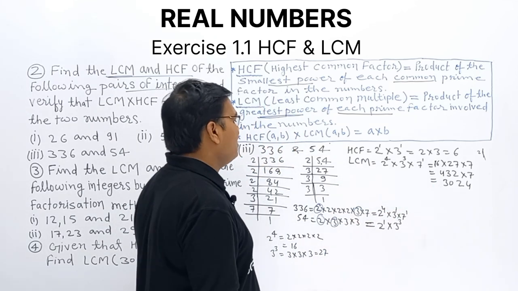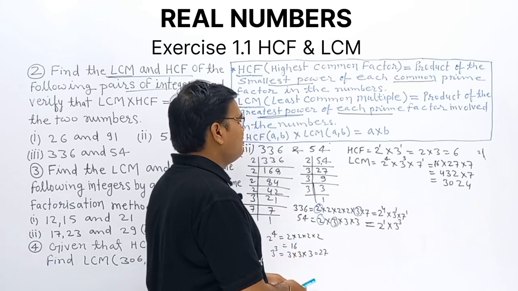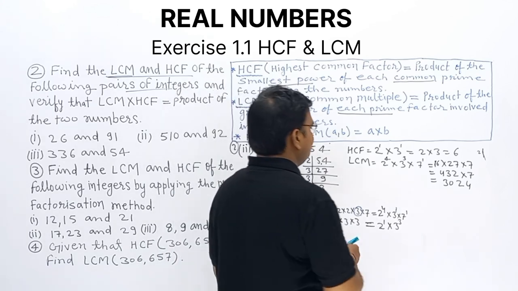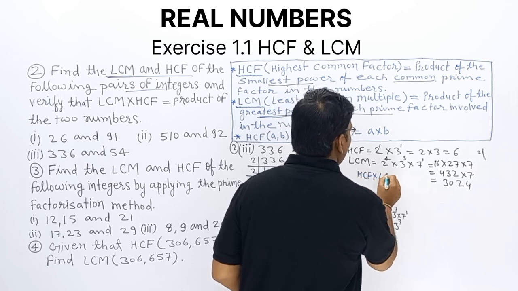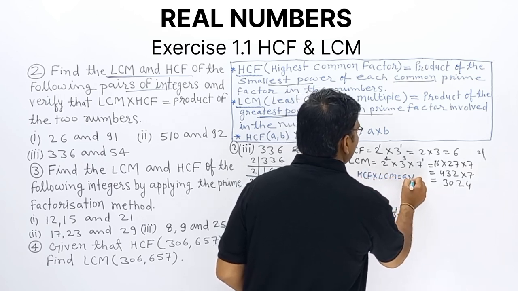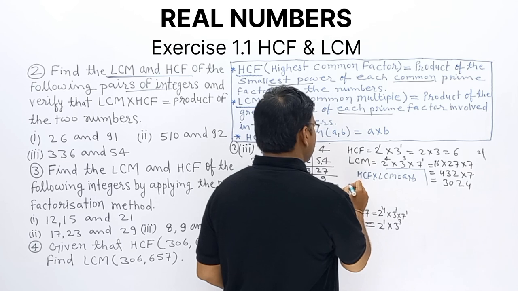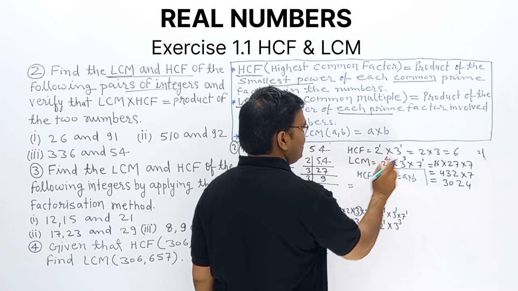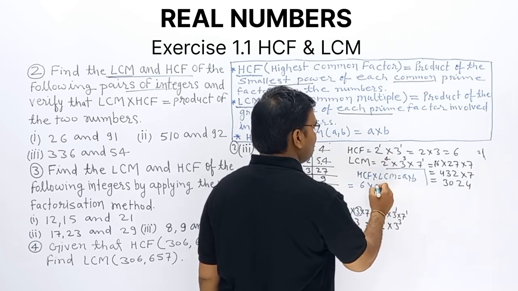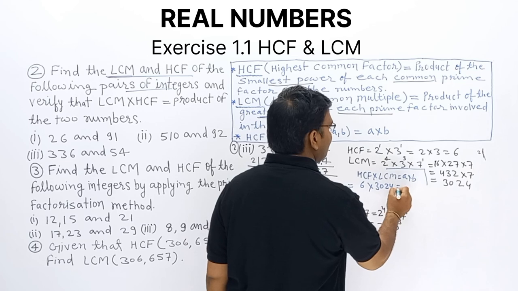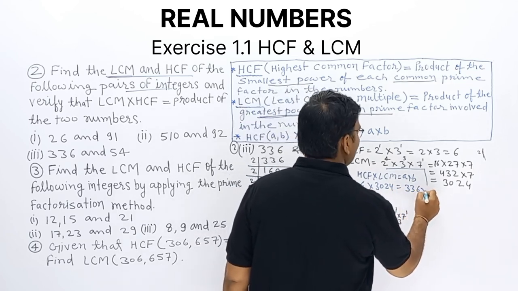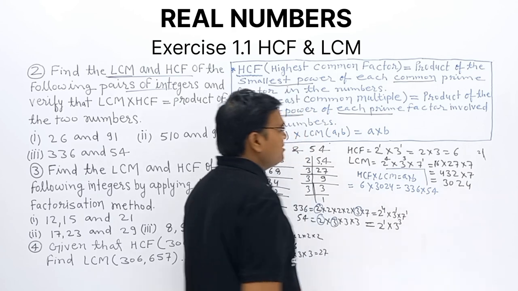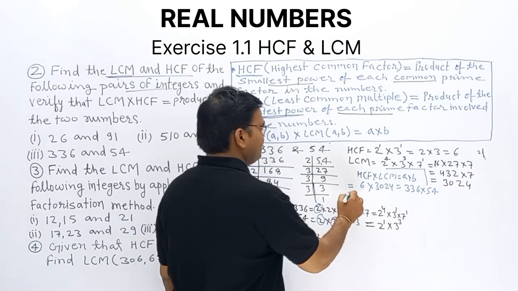Now we want to check our result, and how will we check our result? Product of HCF into LCM will be what? A cross B. We will check. Then HCF is 6, LCM is 3024, and the product of both numbers, 336 into 54. Do the calculation well, then we are getting.